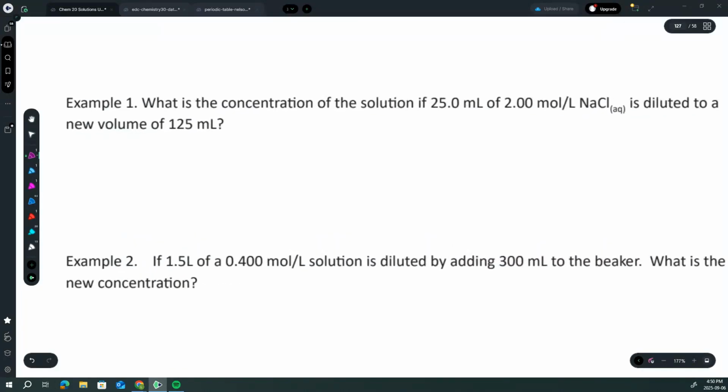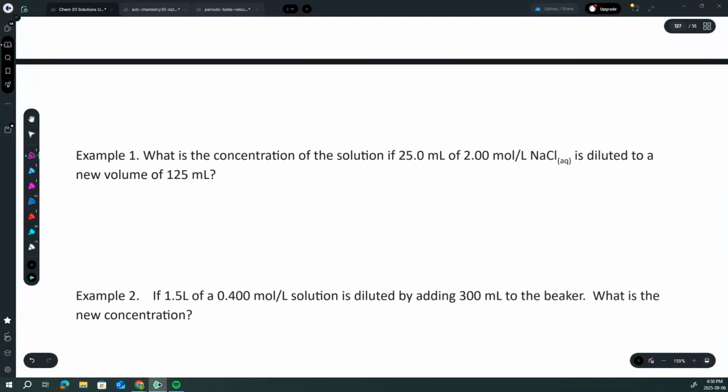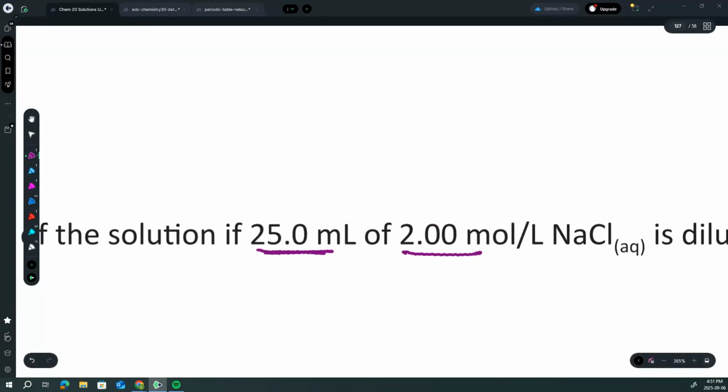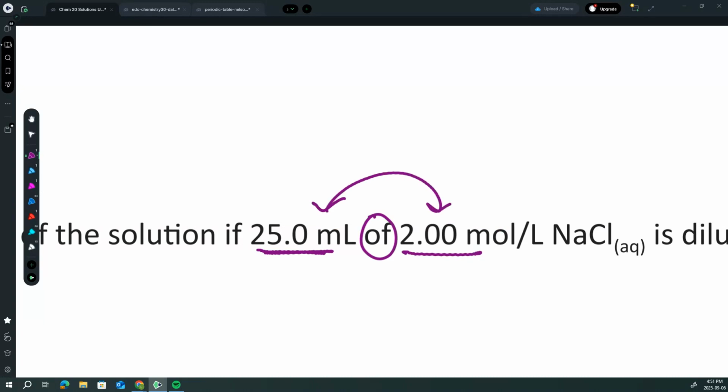All right, so example 1. What is the concentration of the solution if 25 milliliters of 2 moles per liter of sodium chloride solution is diluted to a new volume of 125 milliliters? Okay, so one thing I want to draw your attention to: if you see the word "of" between two values, typically that means these two values belong to the same solution.